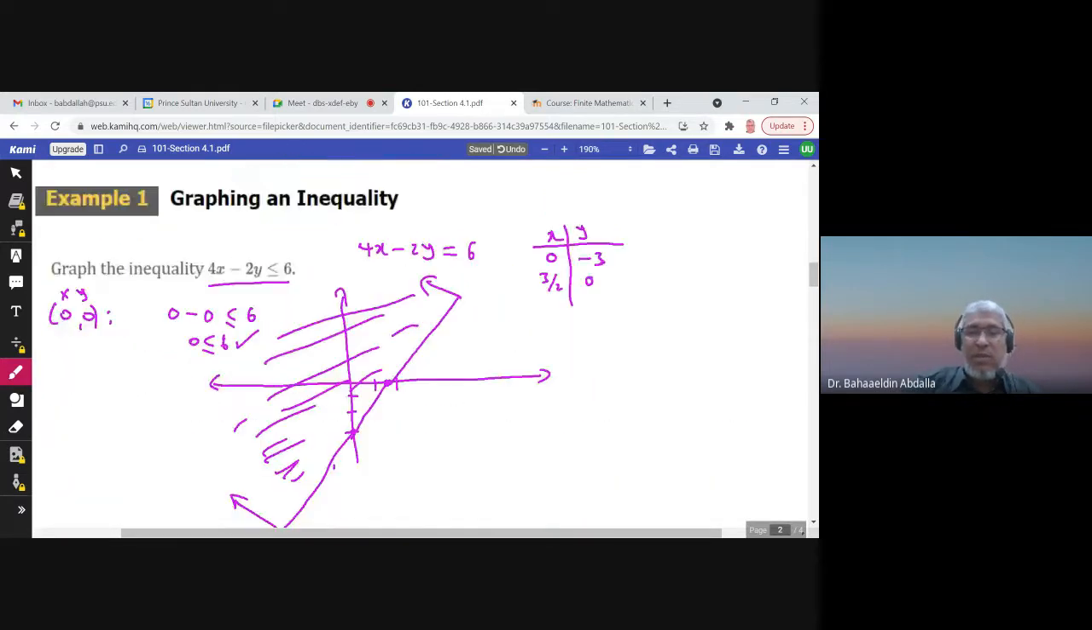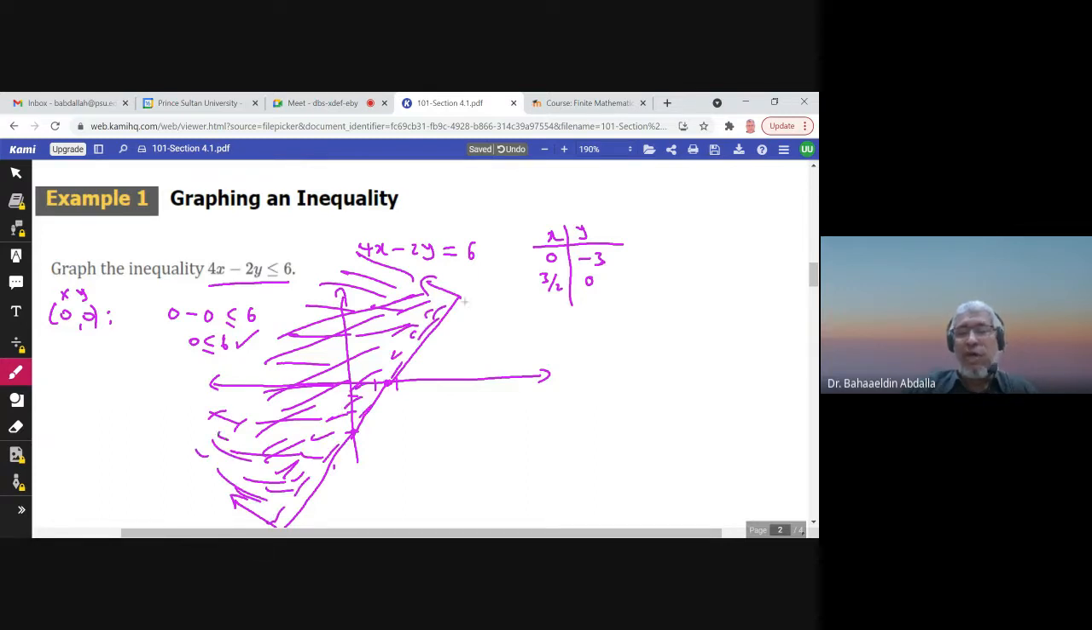All right. So all of this half is the graph of this inequality, including the line.